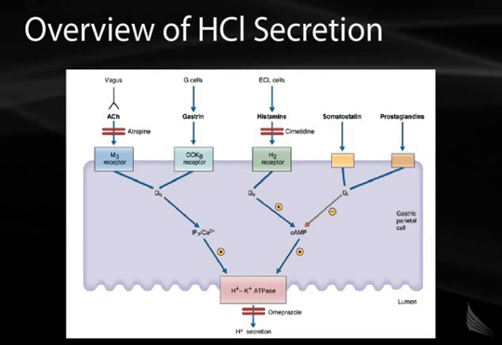Somatostatin and prostaglandins act via Gi and cyclic AMP and act as inhibitors of gastric acid secretion. This becomes important because prostaglandin release is inhibited by nonsteroidals such as aspirin, and therefore can promote increased gastric acid secretion and therefore peptic ulcer formation.